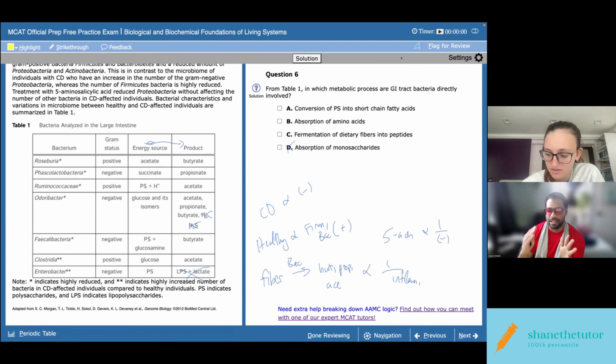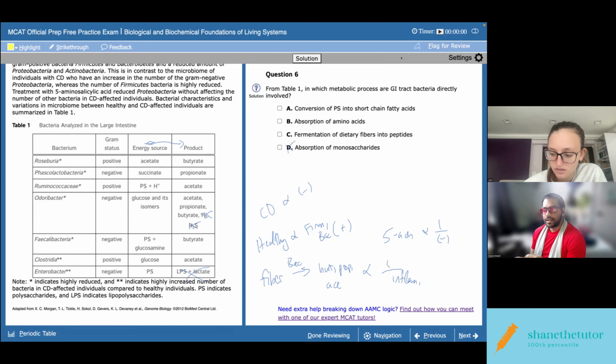It's more than just eliminating wrong answers, it's eliminating them for the right reasons. So for C, fermentation of fiber into peptides, they mentioned fiber, right? But they mentioned fiber being turned into butyrate, propionate, and acetate, which are not peptides. So that won't work. And absorption of amino acids is wrong for the same reason D is wrong, because the bacteria isn't causing absorption, it's causing the breakdown of things.